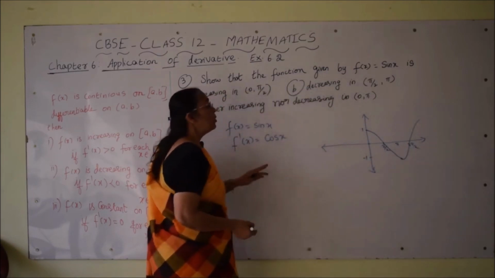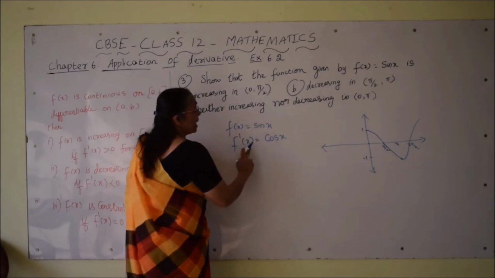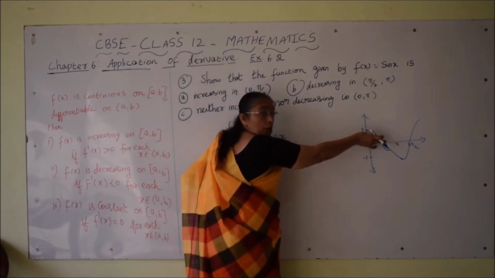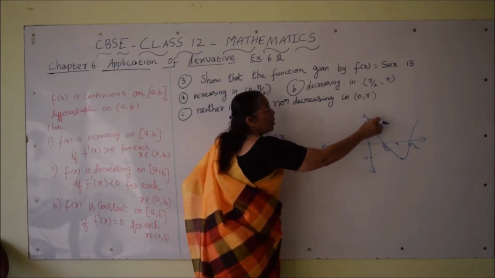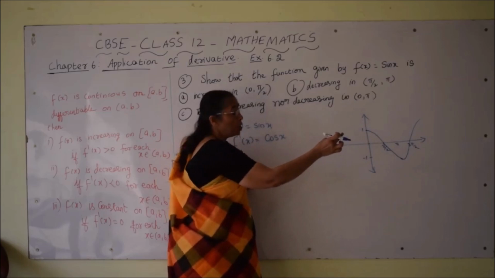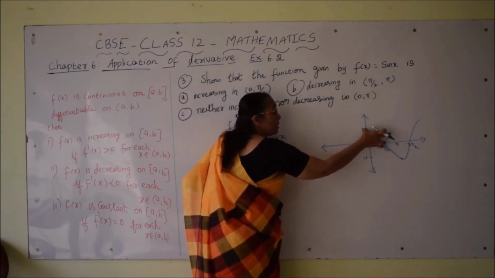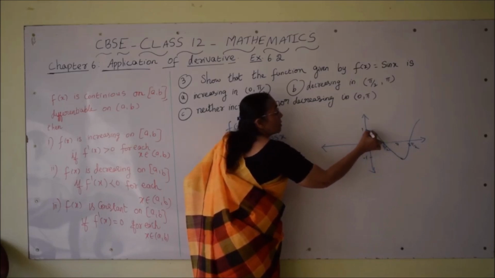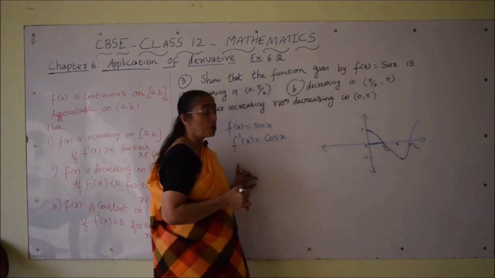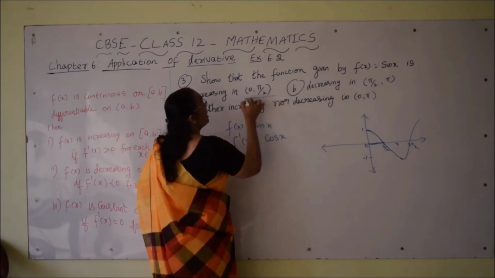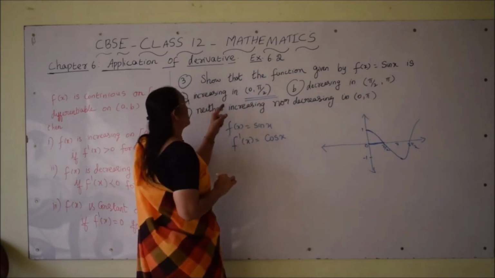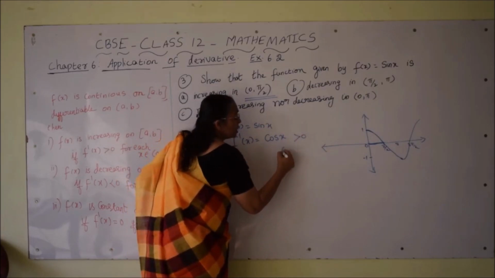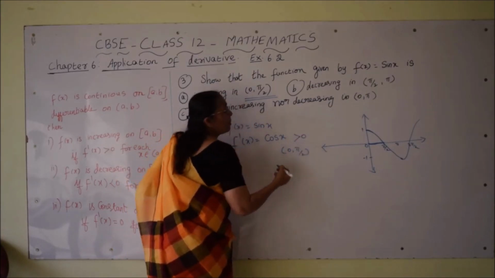Now, if we see the graph, f'(x) is cos x for us. cos x is in the first quadrant, so in the first quadrant all the y values are positive for us. So, in between 0 and pi/2, our cos x curve is always positive. Therefore, in the interval 0 to pi/2, f(x) is increasing. So, cos x is always greater than 0 in the interval (0, pi/2).